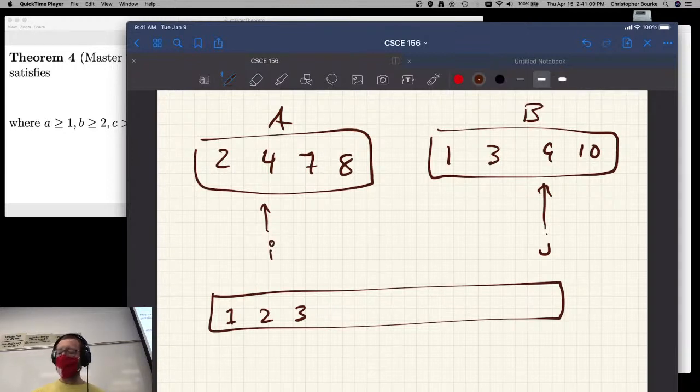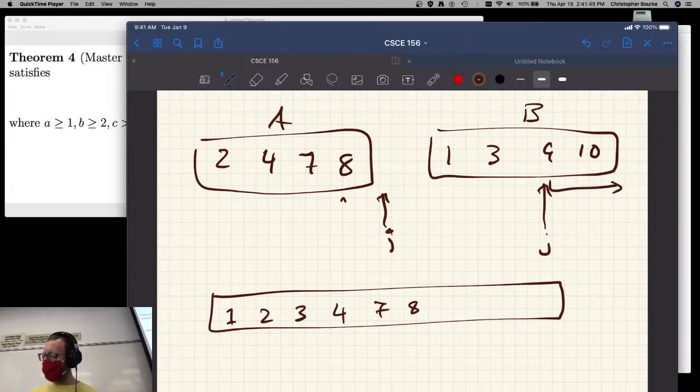Now I'm looking at 4 and 9. 4, and i gets advanced. 7 and 9. 7. We're not always going to go left, right, left, right, left, right. That's just the nature of it. In fact, at the end of this algorithm, 7 gets copied over, 8 gets copied over, and now i has fallen off the edge of its world. Do I need to make any more comparisons? No. I just take the rest of these and copy them over, okay?